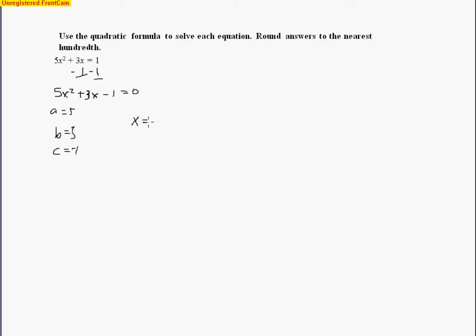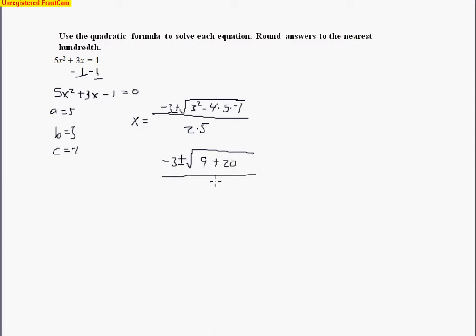So x is going to be opposite of b, -3, plus or minus the square root of 3 squared minus 4 times a, which is 5, times c. This time I've got a -1 all over 2 times by 5. So you can see how the two negative signs are going to make it positive. So this is where you end up adding underneath the radical sign. So -3 plus or minus 9 plus 20, because again the two negative signs make a positive, all over 10.